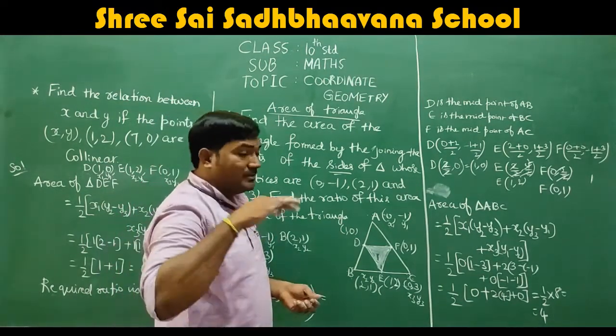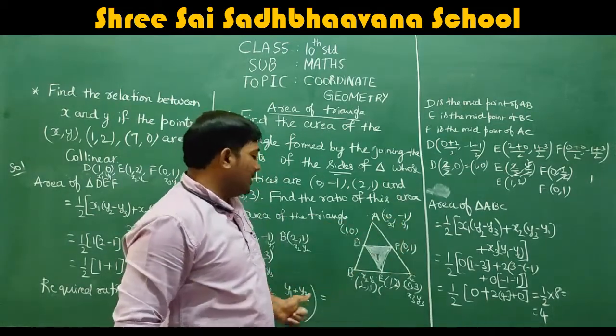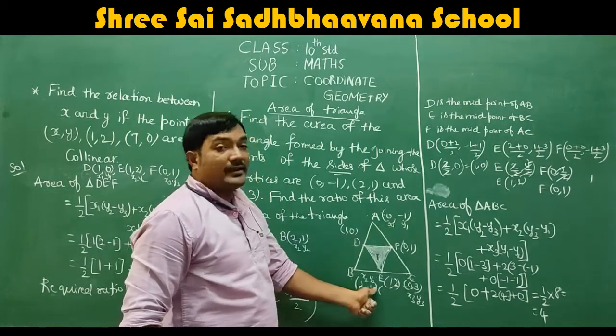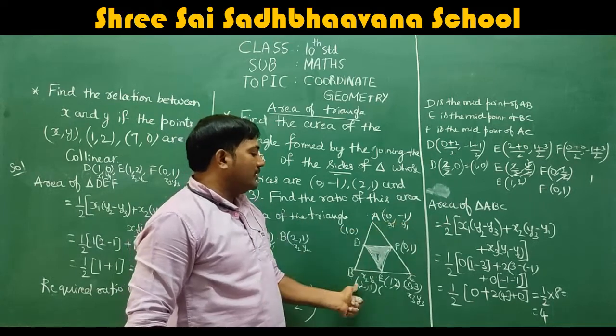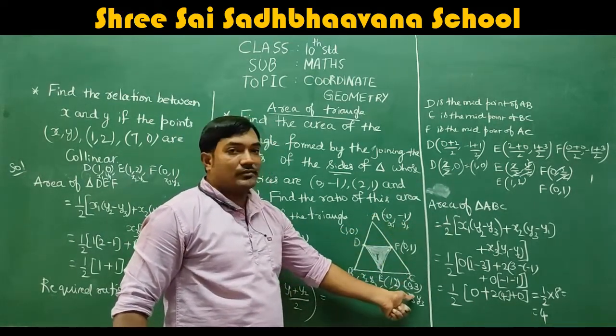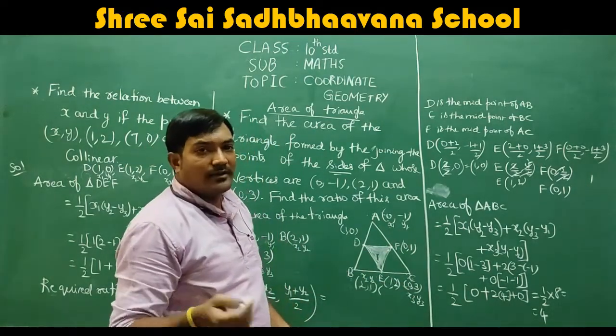Just recap the midpoint formula, which is (x1 plus x2) by 2, (y1 plus y2) by 2. This is x1, y1, this I'll take as x2, y2. If you are taking AB, you take this as x1, y1, this as x2, y2. If you are taking AC, this is x1, y1, this is x2, y2. It depends on what coordinates you are taking.